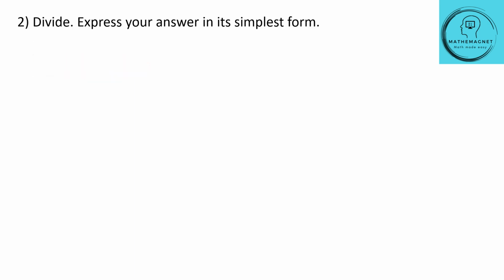Let's look at the next question. To divide, express your answer in its simplest form. A, 1 by 7 divided by 2. So it becomes 1 by 7 into 1 by 2, which is equal to 1 by 14. The next question B, 9 by 11 divided by 3. That can be written as 9 by 11 into 1 by 3. Now 3 and 9 cancel out 3 times. So it becomes 3 into 1 by 11 into 1, which is 3 by 11.